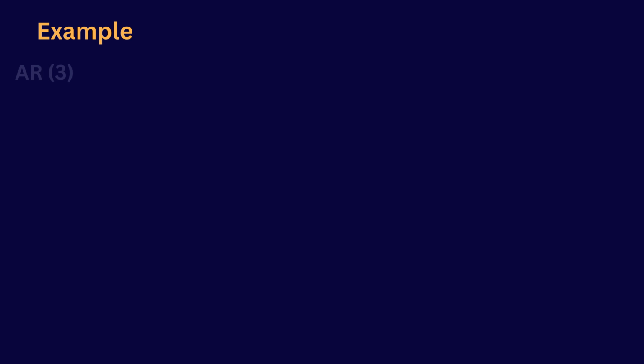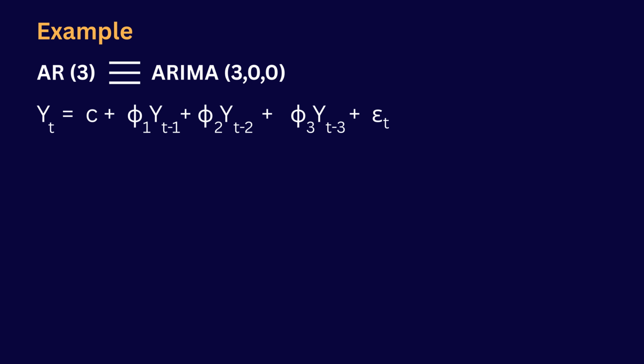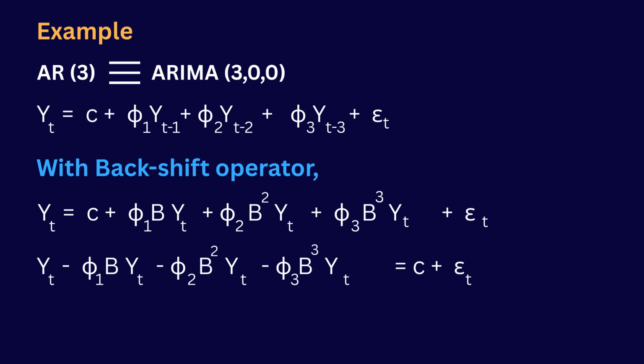Next example, AR(3). Also we can write ARIMA(3,0,0). So this is the basic formula. y_t equals c plus phi 1 times y_(t-1) plus phi 2 times y_(t-2) plus phi 3 times y_(t-3) plus epsilon_t. So with the backshift operator, we can write it as y_t equals c plus phi 1 times B times y_t plus phi 2 times B squared times y_t plus phi 3 times B cubed times y_t plus epsilon_t.